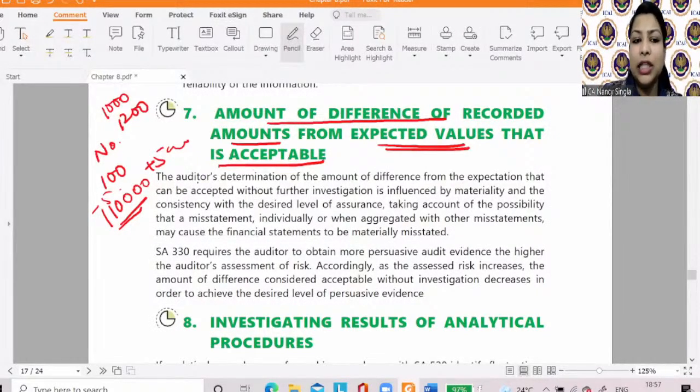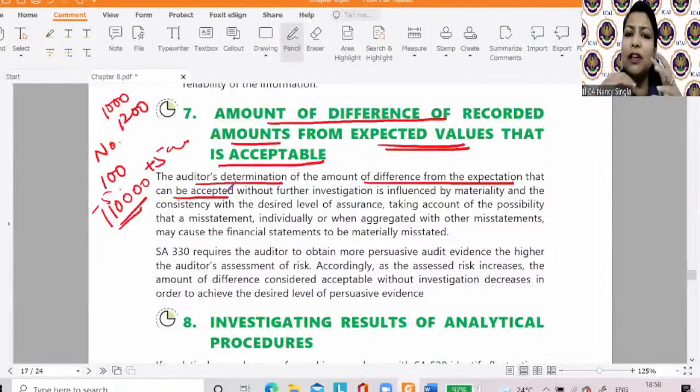ठीक है. So see, the auditor's determination of amount of difference from expectation that is accepted. See, don't get confused between expected and expectation. See what is mentioned here. You have developed an expectation now. So the amount of difference from the expected amount which is acceptable, which the auditor is willing to accept, कि अगर इतना है तो I'll accept, मैं further investigation I'll not go for further investigation. ठीक है. So auditor will determine that. And students, now I need answers from all of you.